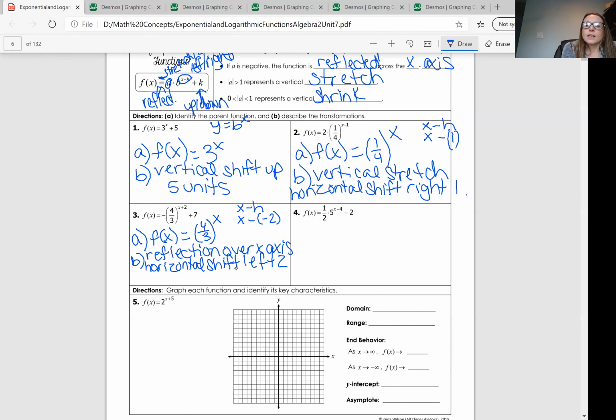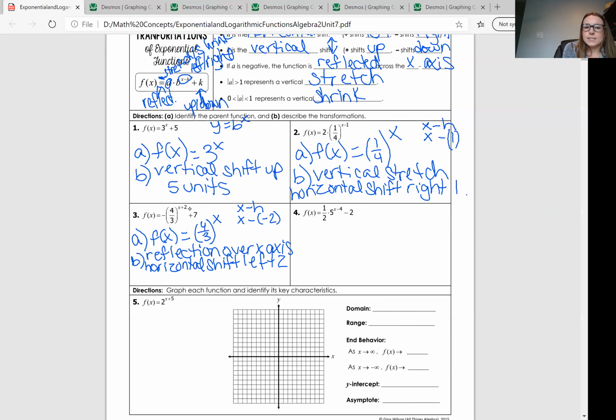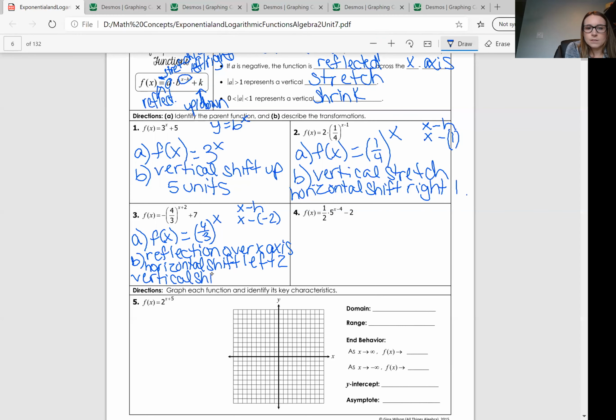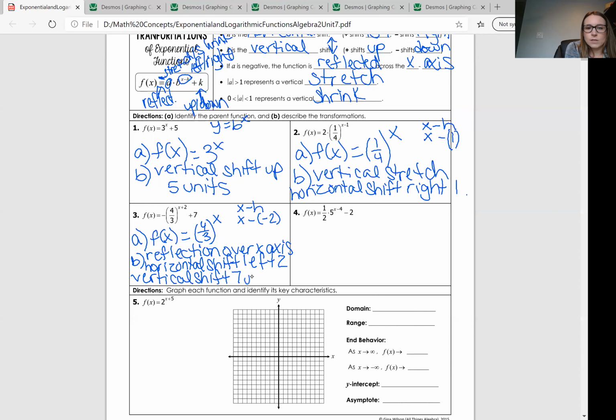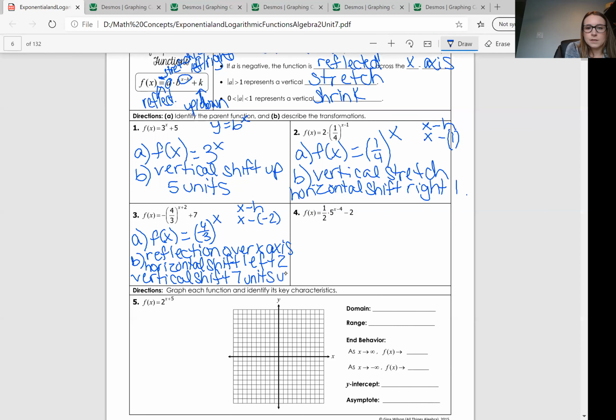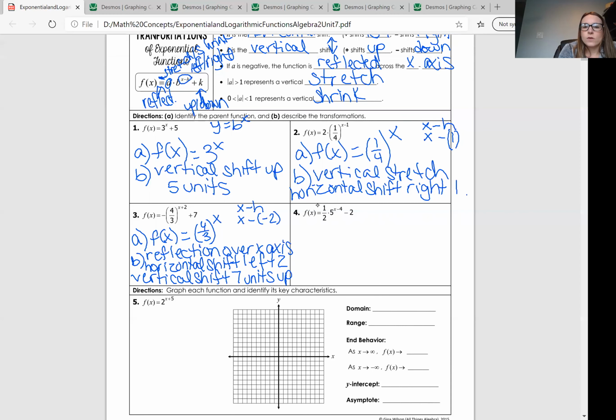All right. Now the last one is this +7, and again, if it's plus, and if it's at the end, it's a vertical shift, and it's 7 units up. Okay, and it's up because of this plus. All right, so next one, parent function. Okay, it's whatever's with that x as the exponent, so it's 5 to the x power.